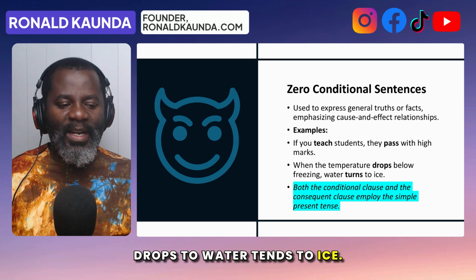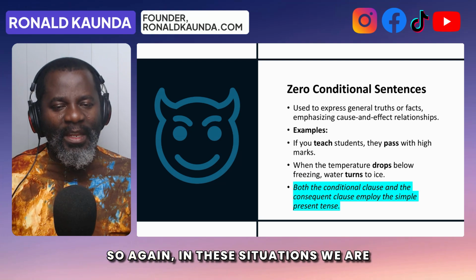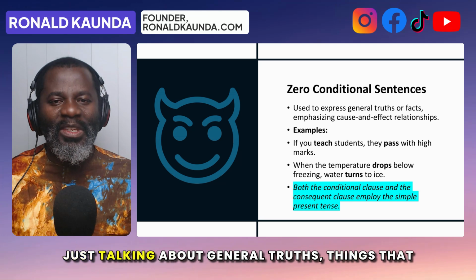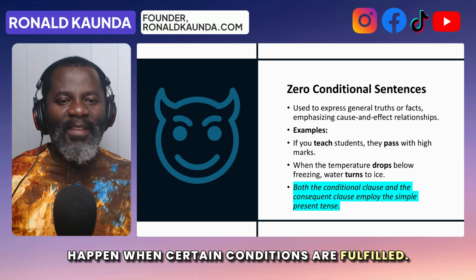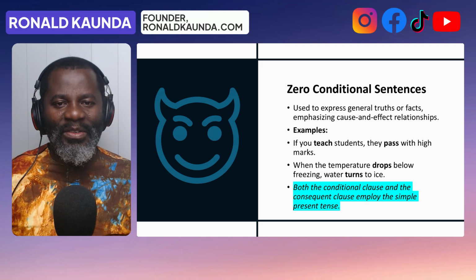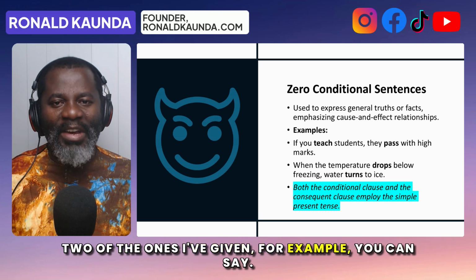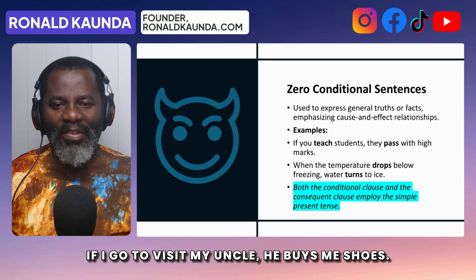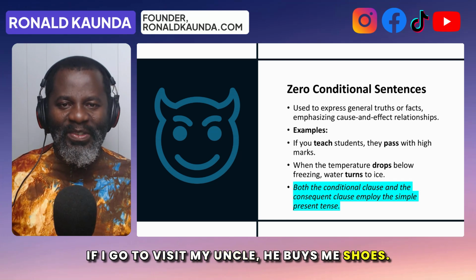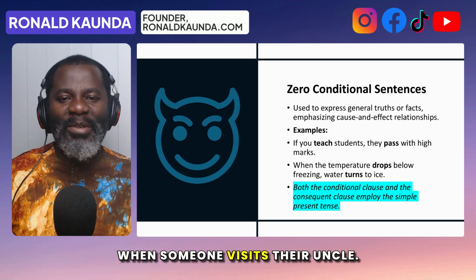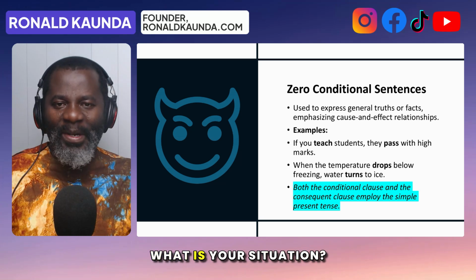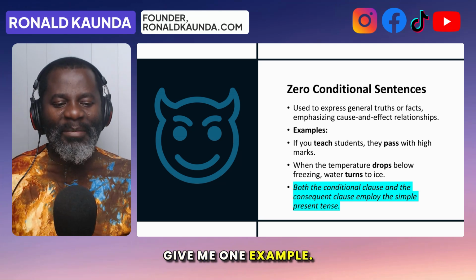water turns to ice. So again, in these situations, we are just talking about general truths, things that happen when certain conditions are fulfilled. You can add your own example to the ones I've given. For example, you can say, if I go to visit my uncle, he buys me shoes. That's just a general truth. That is what generally happens when someone visits their uncle. What is your situation? Give me one example.